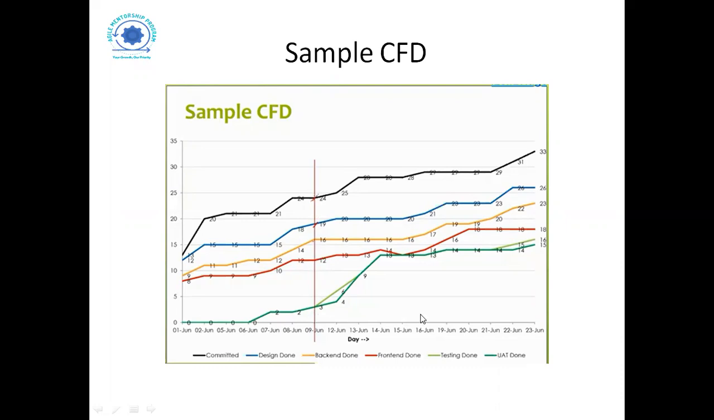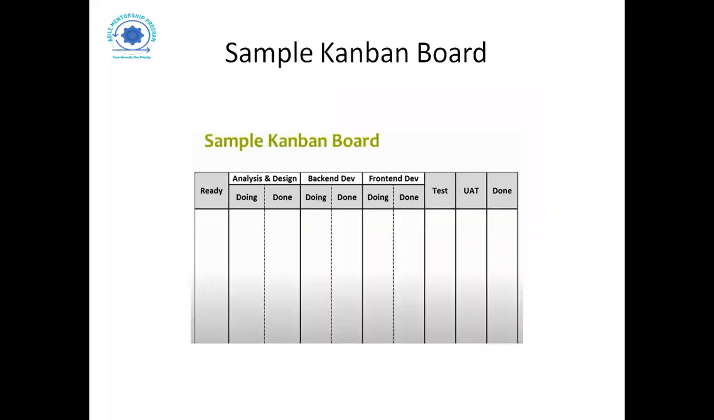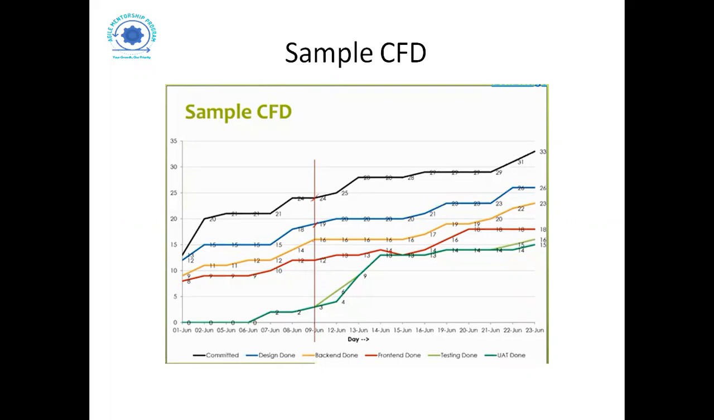analyze it. Now the basic funda in the CFD is that the distance between the two lines should be an optimum distance. It should not be too far apart, and at the same time it should not be meeting each other. Why? Because when it is broader, it means work in progress is very high. If it is meeting, then someone is waiting for the work. You understood what I'm trying to say? This board is only getting converted into a chart, right?